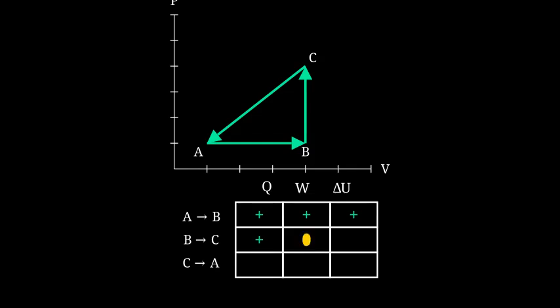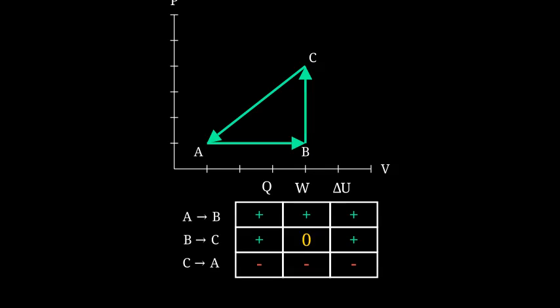Process B to C is vertical, so the volume does not change. That means the work is 0. The problem states Q is positive, so delta U must be positive too. Let's fill that in. Process C to A moves left, so the volume decreases.